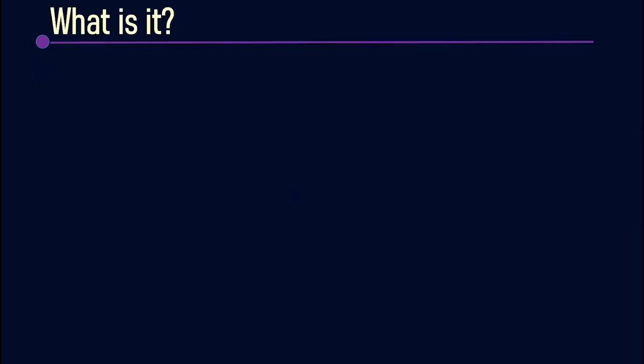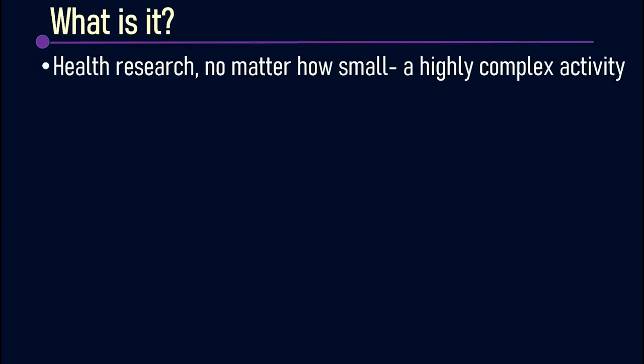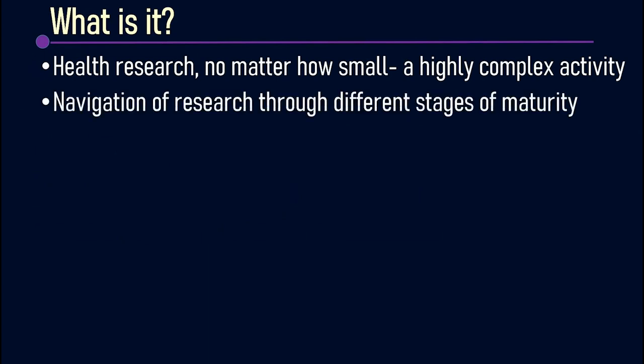Let's describe the research process. Health research, no matter how small, is a highly complex activity, and navigation of research through different stages of maturity is called the research cycle or research process, which is analogous to the development of a zygote into an embryo and ultimately a baby.